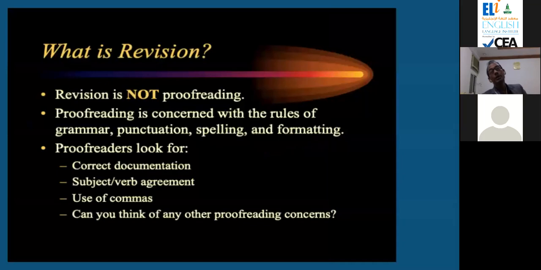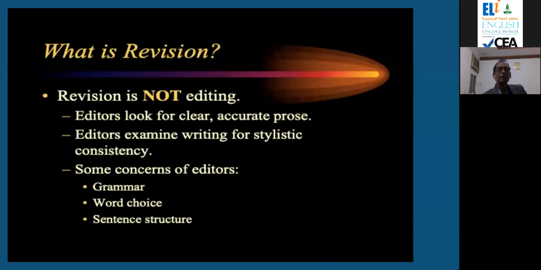So proofreading is more concerned with the rules of grammar, punctuation, spelling, and formatting, than actually having a whole lot of new concepts or new additions to paragraphs. So proofreaders usually look for correct documentation. They look for subject-verb agreement, such kinds of mechanical things. Probably if you have overlooked the commas, those kinds of things. There are so many concerns of proofreading that it involves the whole of grammar, structural, mechanical, syntactical errors, and lots of other things. So revision is not at all editing.